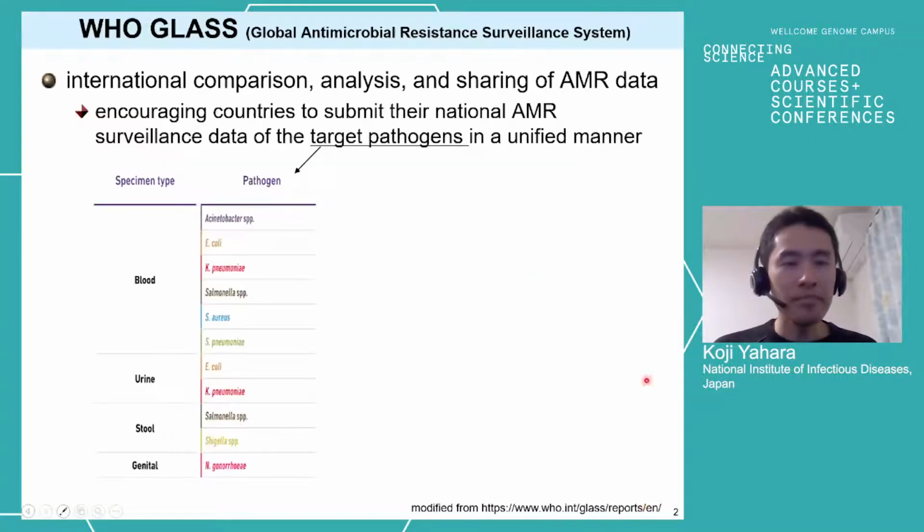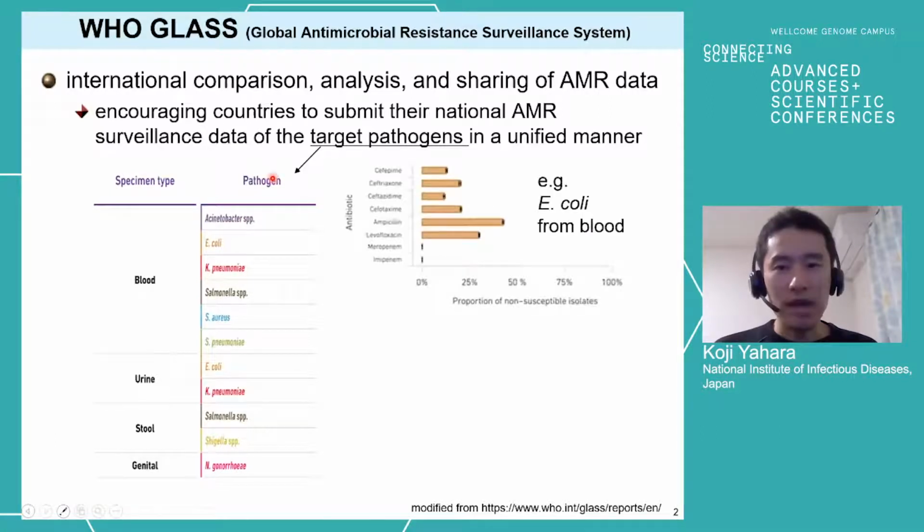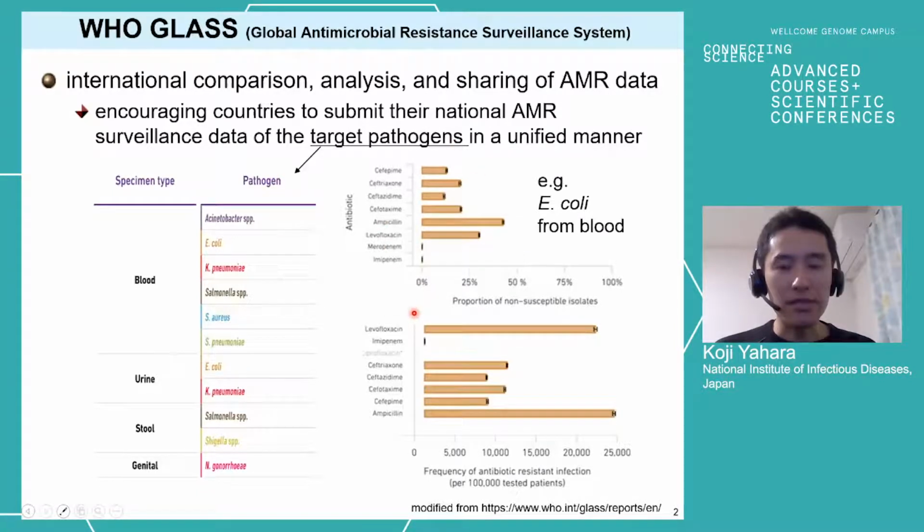One. WHO GLASS aims to enable international comparison, analysis, and sharing of AMR data by encouraging countries to submit their national AMR surveillance data of the target pathogens in a unified manner. The target pathogens and their specimen types are shown here. The submitted data are used for creating reports that tabulate and visualize, for example, the proportion of non-susceptible isolates and the frequency of antibiotic-resistant infection per 100,000 tested patients for each antibiotic and each target pathogen.